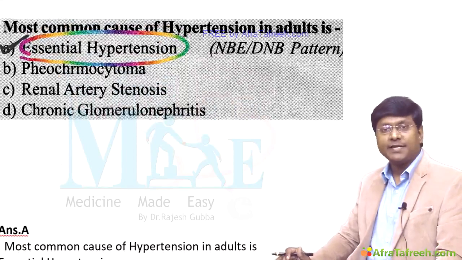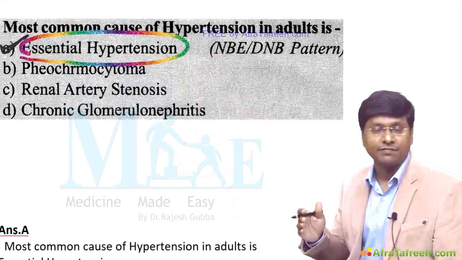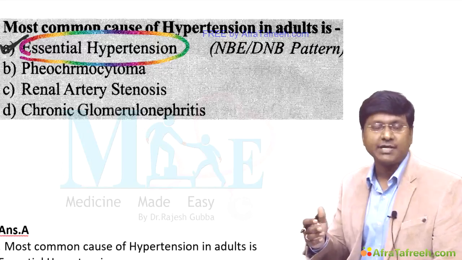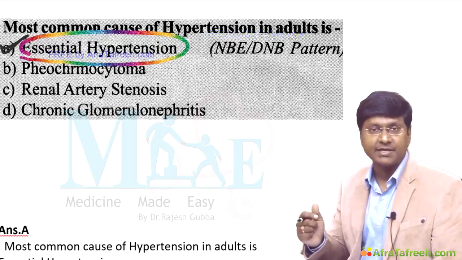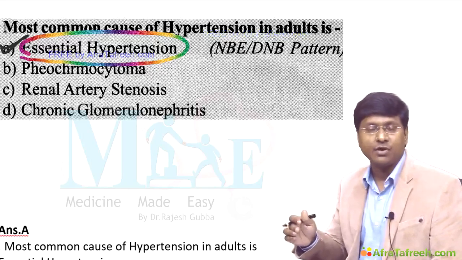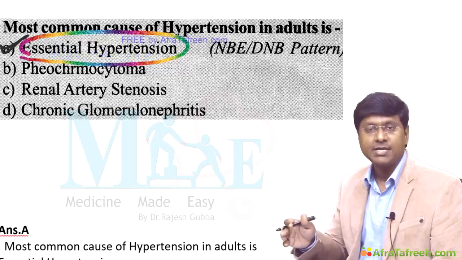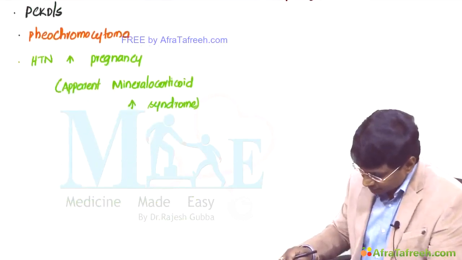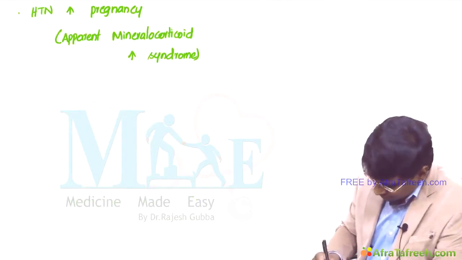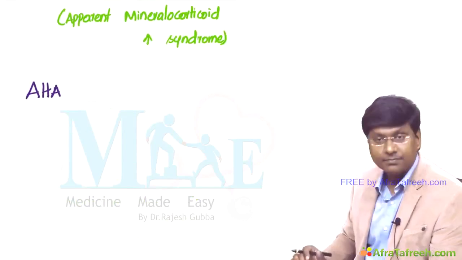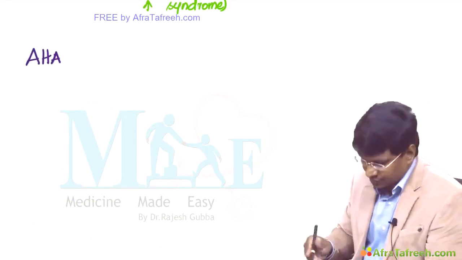Now let me tell you what the cutoff of blood pressure is according to the newer guidelines. The newer guidelines were given by the American Heart Association in 2017. Let me tell you the cutoffs of the systolic and diastolic blood pressures according to the American Heart Association, released in 2017. AHA stands for American Heart Association.